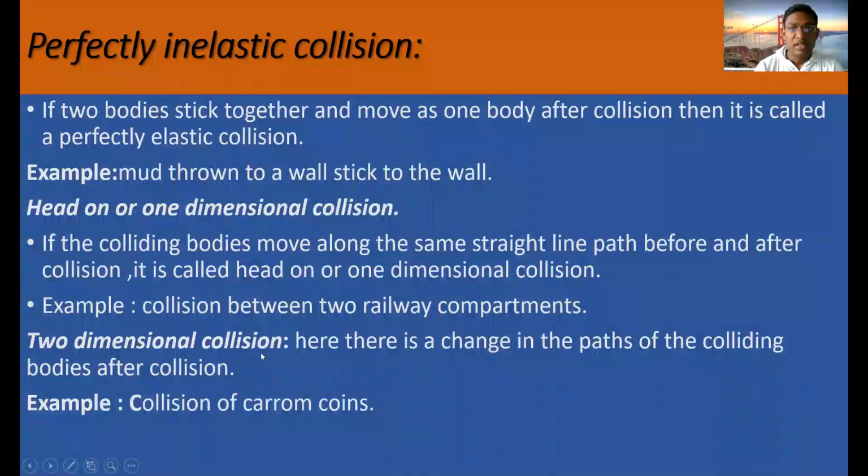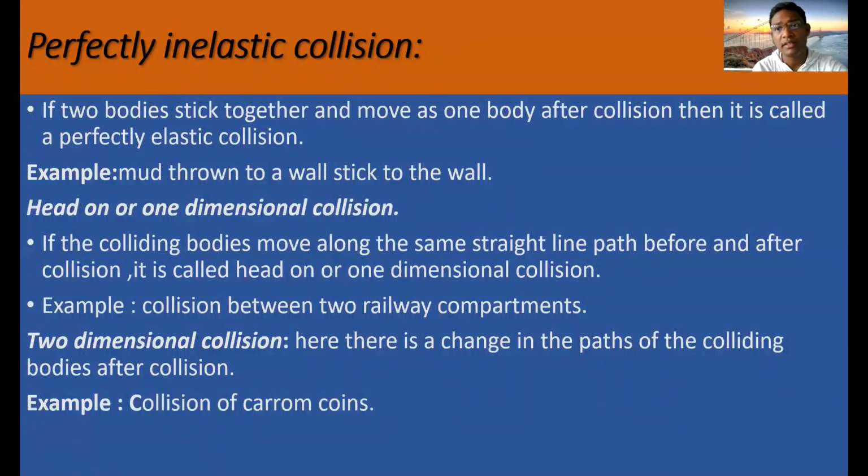Then two-dimensional collision. Here there is a change in the path of the colliding bodies. Generally this is the collision we mostly see, because after collision their paths generally change. For example, the collision of carom coins while playing carrom: when the coins strike each other, their paths change. So these are different kinds of collisions and their characteristics.